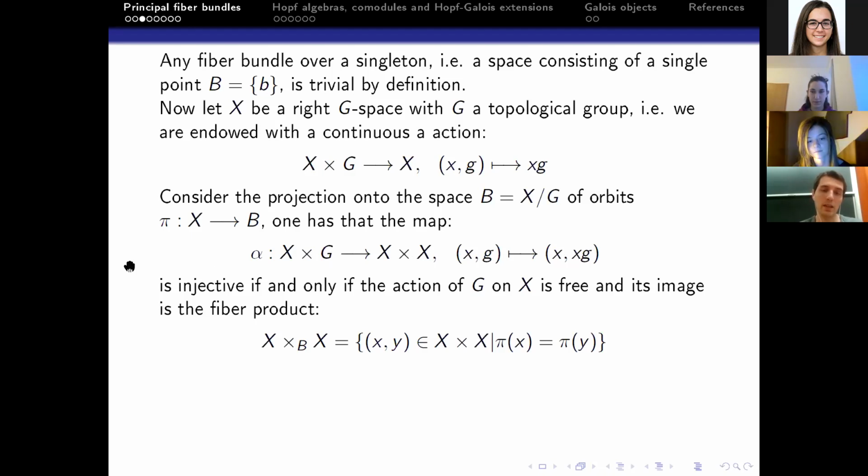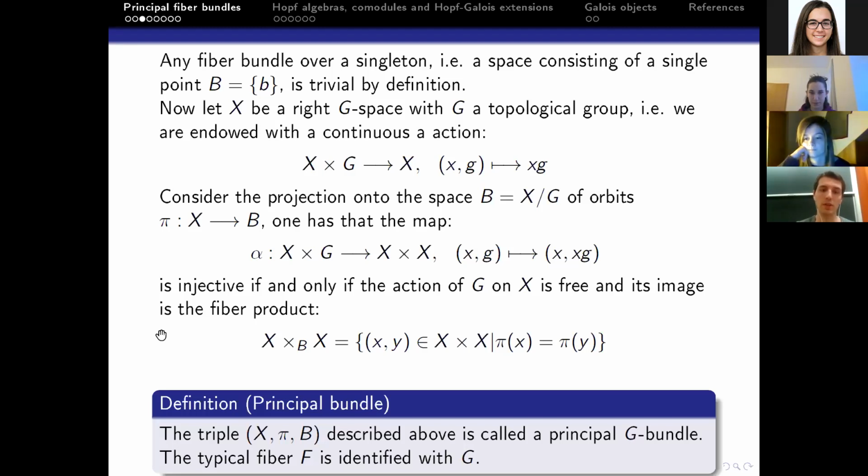And this map is injective if and only if the action of G on X is free, which is, okay, a very trivial observation if you look at the definition of alpha. And the image of this map is exactly the fiber product, which is the space made out of pairs XY such that the projection of X equals the projection of Y. Okay, so this construction is our definition of a principal G bundle.